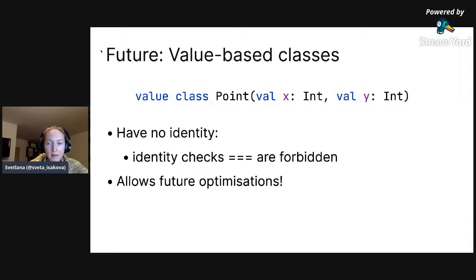Value class is primarily a data holder without identity. It's completely defined by the data stored. Identity checks are even forbidden for them. And that allows major future optimizations.